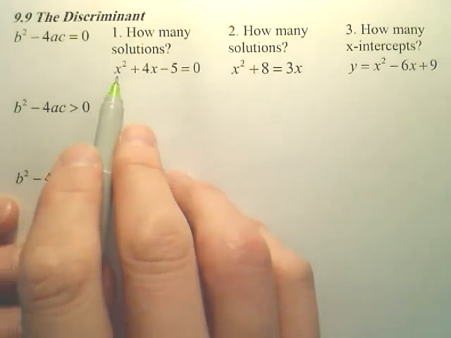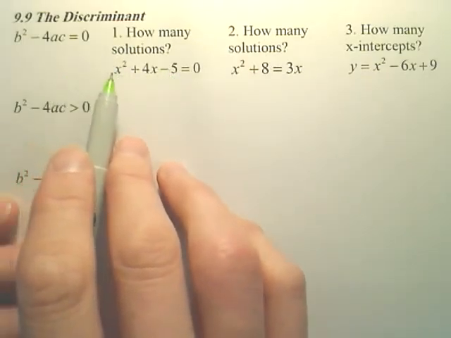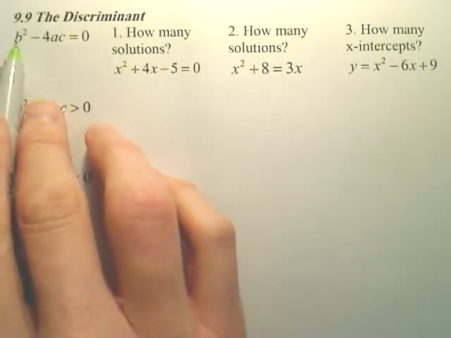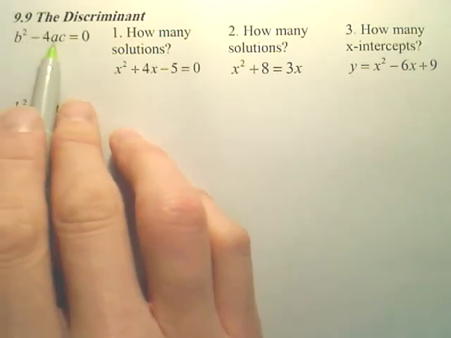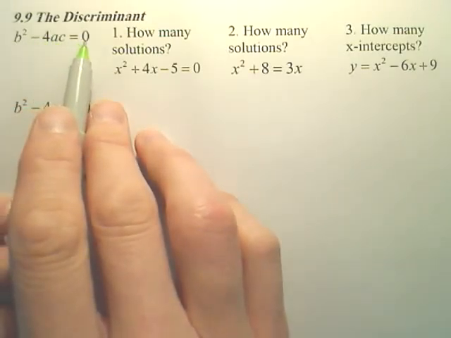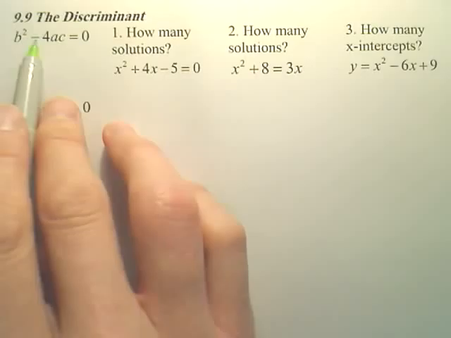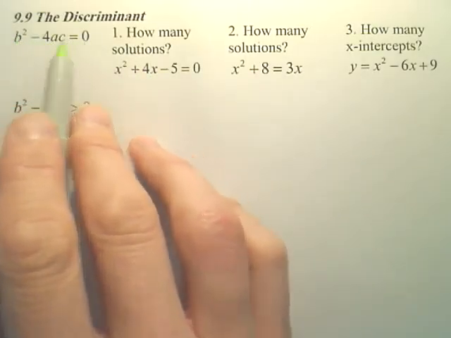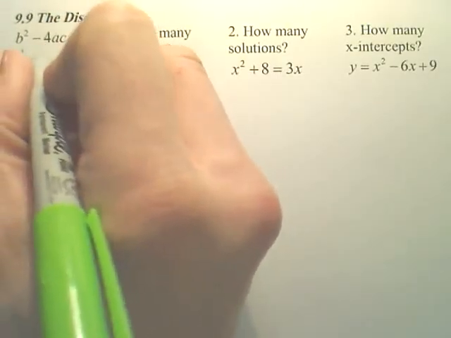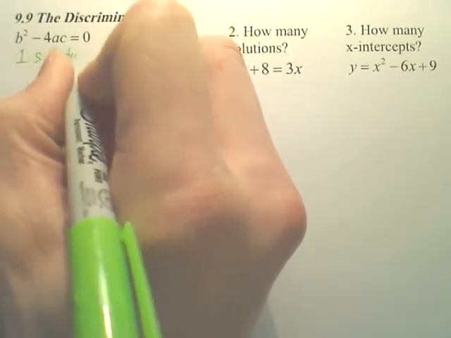Now, if you put it in standard form, a, b, c, and you take the b squared minus 4ac, which is the inside of the square root of the quadratic formula, if the value, when you plug in b, c, and a into this formula, ends up being 0, you have 1 solution.